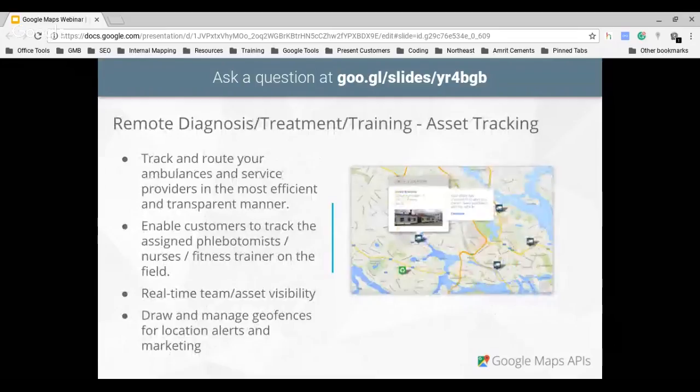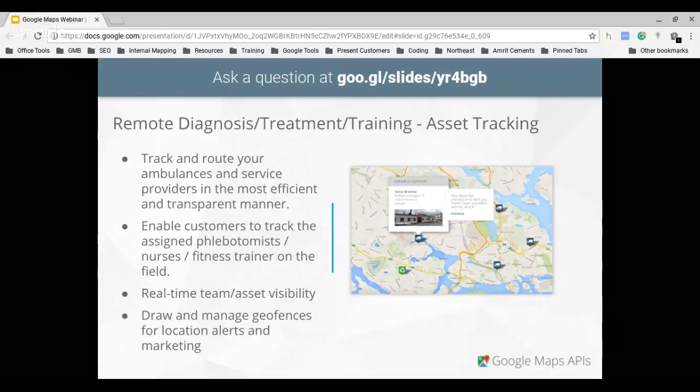Then we have remote diagnosis, treatment, and training. So basically, the asset tracking use case, right? You can track and route your ambulances and service providers in the most efficient and transparent manner with Google Maps, right? Enable customers to track the assigned phlebotomists, nurses, and fitness trainers on the feed, right? Real-time team and asset visibility.